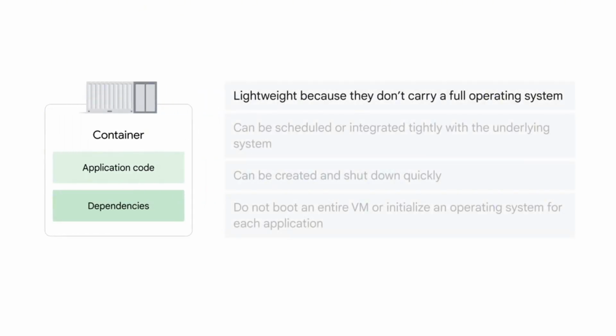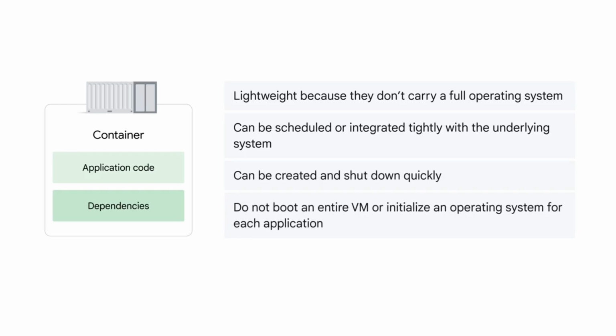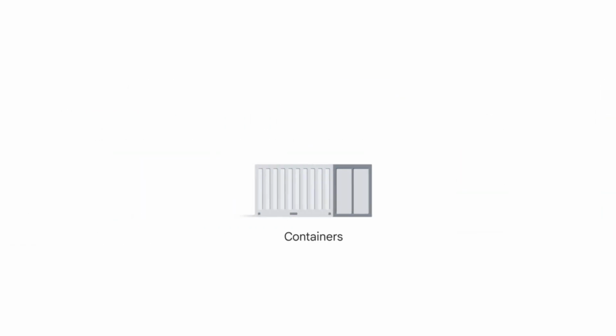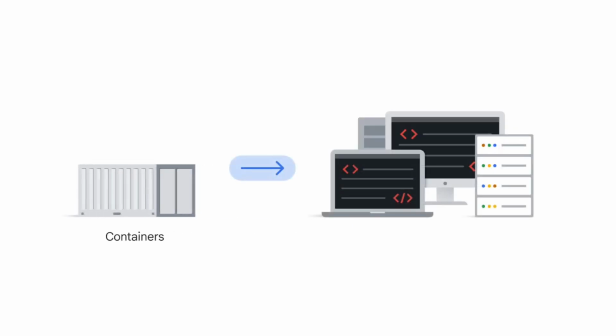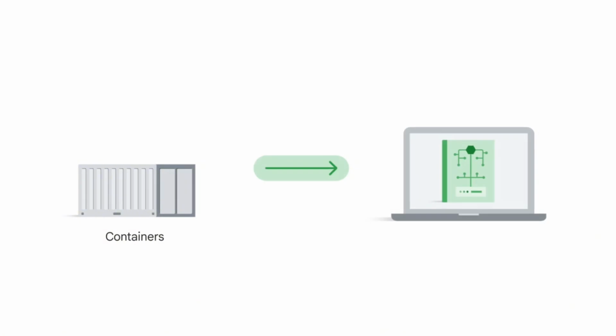Containers are lightweight because they don't carry a full operating system, can be scheduled or integrated tightly with the underlying system, which is efficient, and can be created and shut down quickly because they just start and stop operating system processes and don't boot an entire VM or initialize an operating system for each application. With containers, you can still develop application code in the usual ways on desktops, laptops, and servers. However, the container can execute final code on VMs. The application code is packaged with all the dependencies it needs, and the engine that executes the container is responsible for making them available at runtime.